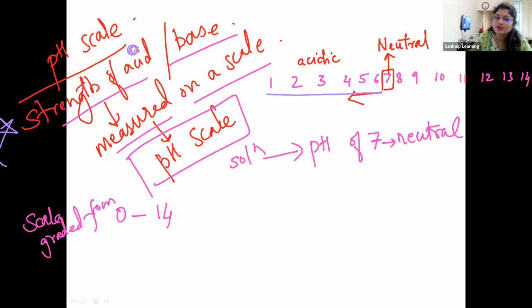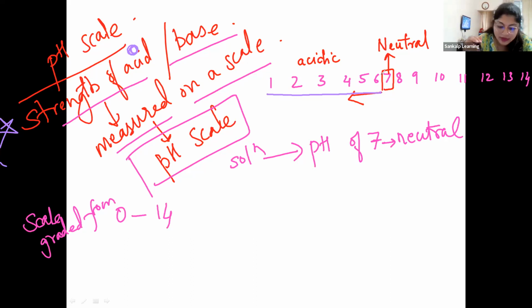It is also like a strip of paper wherein you have different colors. It is a strip of paper, 1 to 14. If you have a textbook, just open it, page number 73 I think. See, there are different strips of paper, and from 1 to 14 you can see different colors.